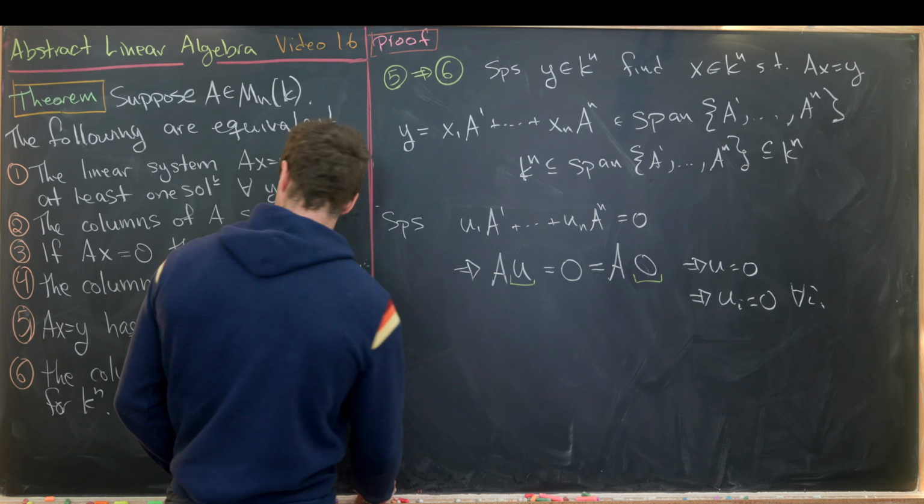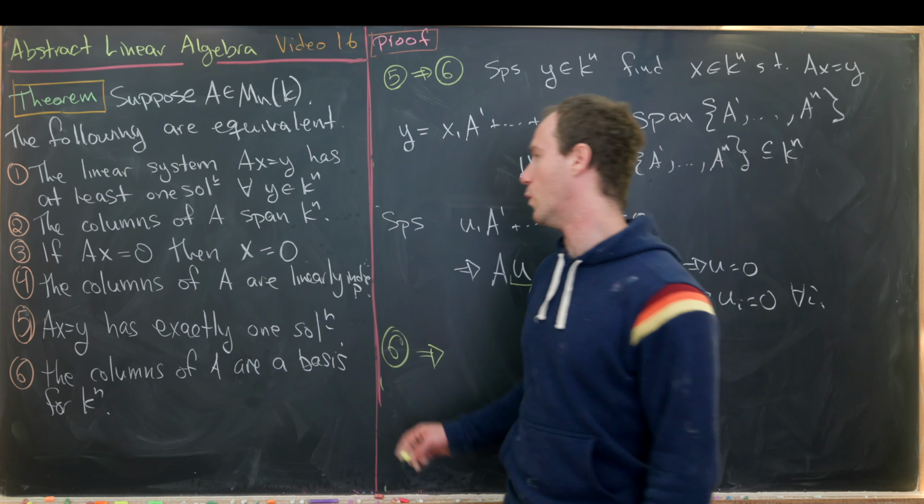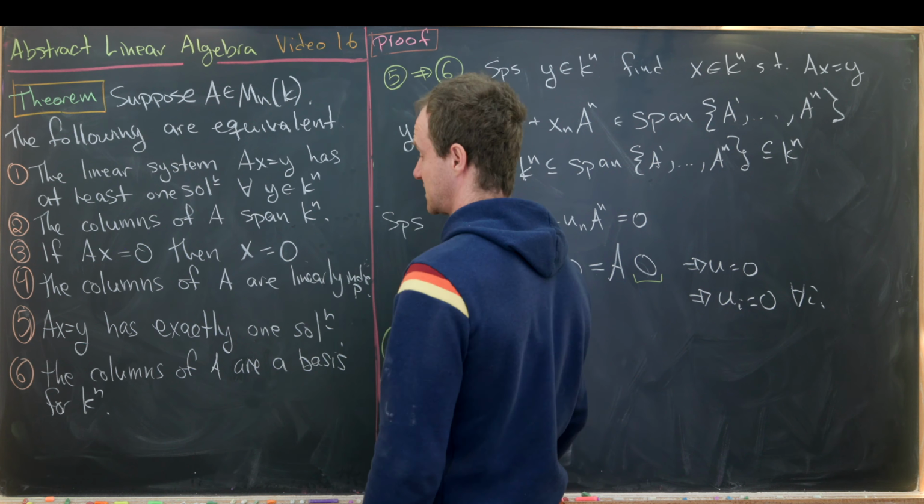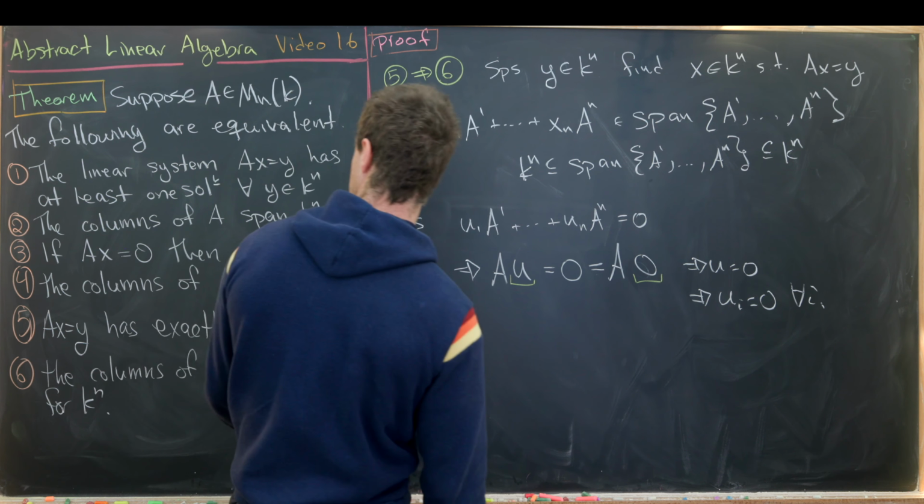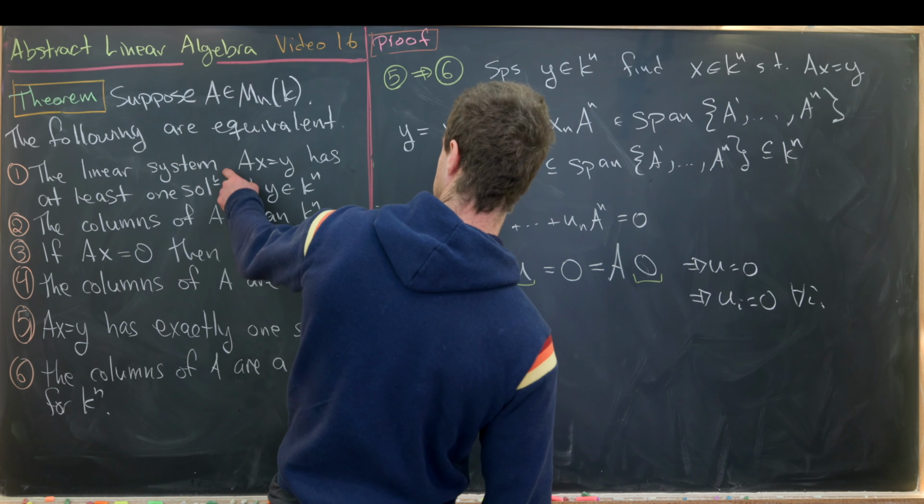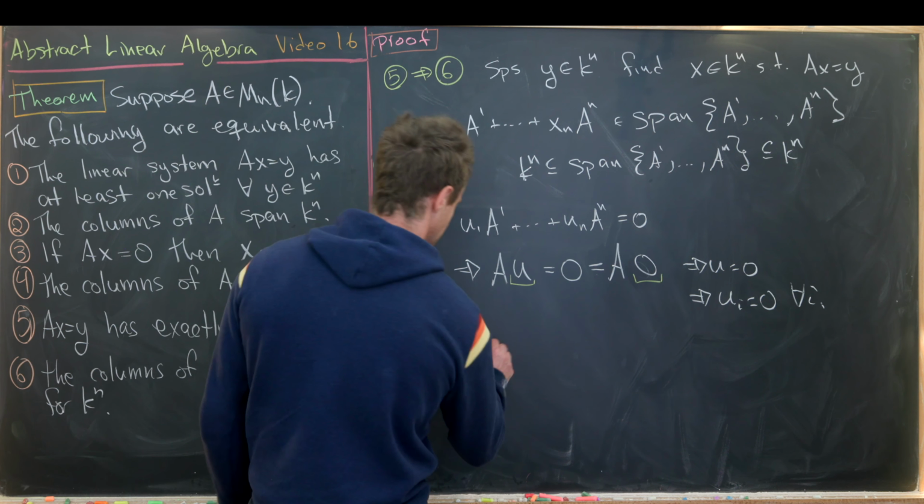Okay, so I guess that leaves us one more thing to do, and that is 6 implies 1, and that will finish this loop. And so if the columns of A are a basis for Kn, we need to prove that this linear system has at least one solution. So that shouldn't be too hard to do.